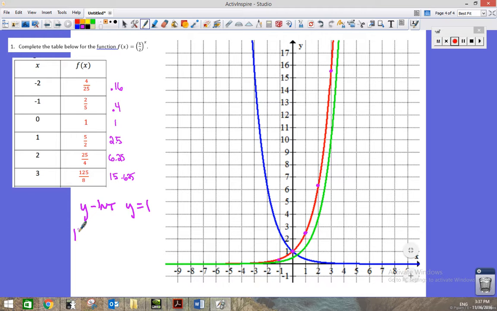I do see that it has a horizontal asymptote of the x-axis. That red graph is coming down and getting closer and closer to the x-axis, but it's never touching it. So the x-axis is the line y equals 0. I see that it's an increasing function over its domain. The domain is from -infinity to +infinity for all exponential functions. The range is 0 to infinity. Like I say, it's an increasing function.